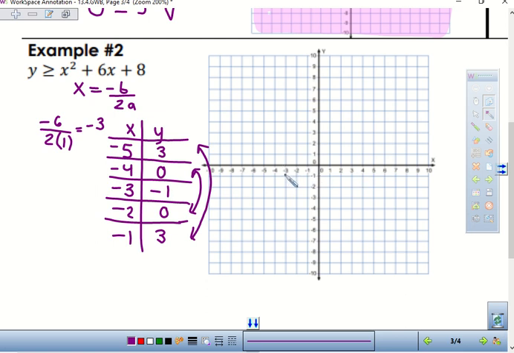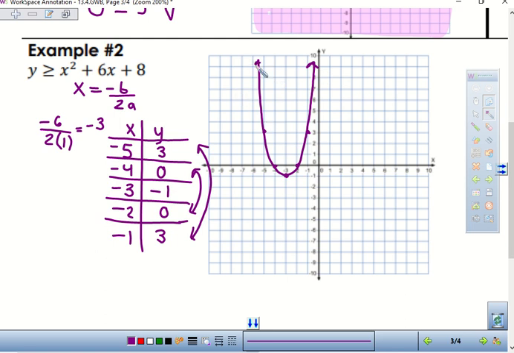And then I'm going to plot all of these points and connect. Don't forget to put arrowheads. It's a pretty good rule of thumb when you're graphing a quadratic to always have at least 5 points.